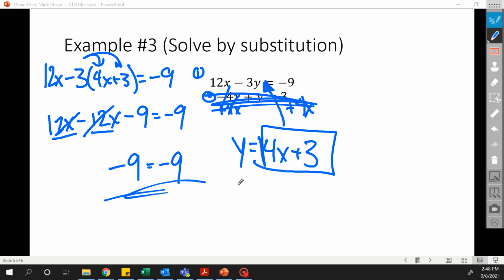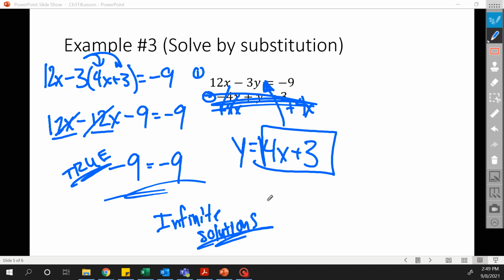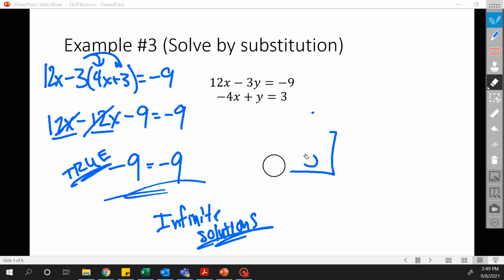When you get a fundamentally true statement during the solving process like this, where negative 9 equals negative 9, this means that the equations we started with were the same equations. This has infinite solutions because the lines we started with were the exact same lines. Let's take a look. 12x minus 3y equals negative 9. Negative 4x plus y equals 3.